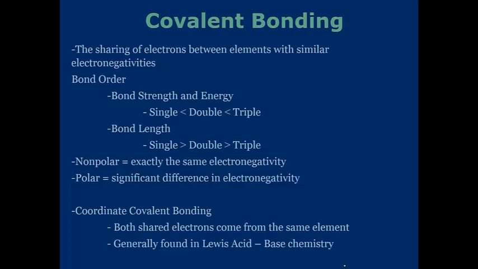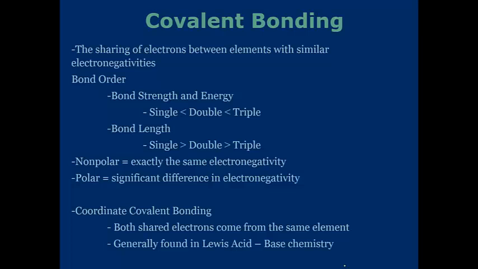Covalent bonding is the other type of bonding we'll discuss. This is when electrons are shared between elements with similar electronegativities. Examples of these include a lot of organic bonding, such as carbon-carbon bonds, which are the basis for organic life. There's a few things about bond order, though, starting first with strength and energy. Triple bonds are the strongest and most energetic, double bonds being next in line, and single.